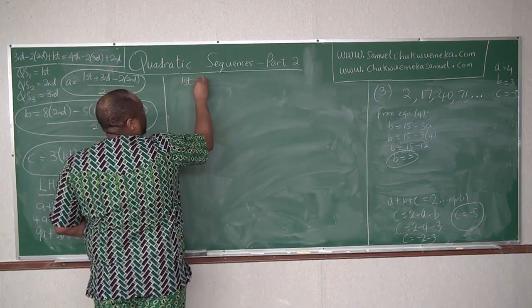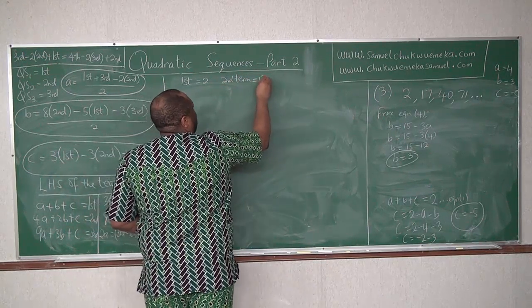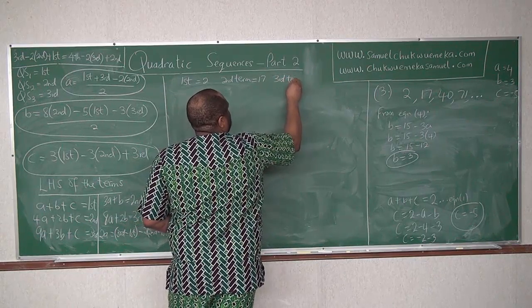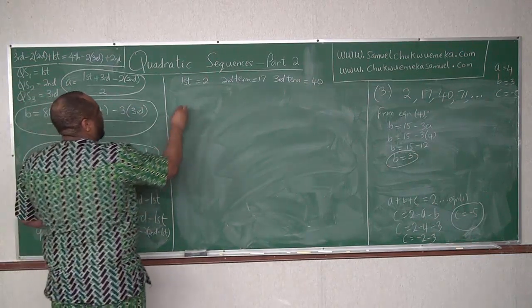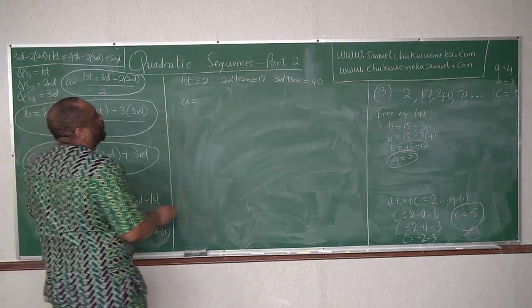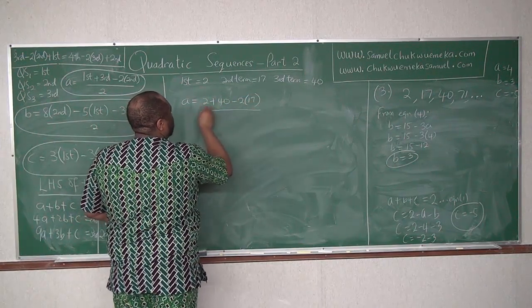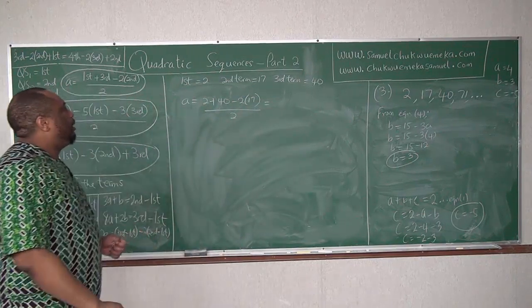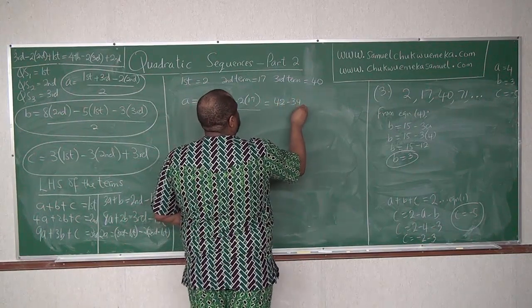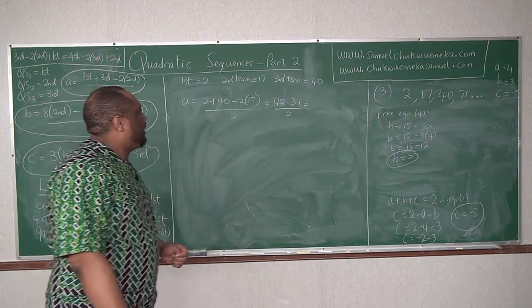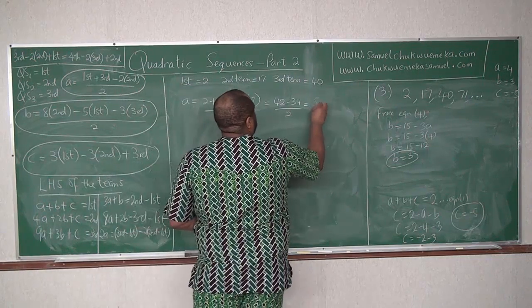So we see that the first term is 2, second term is 17, third term is 40. So we can just use the formula. A is the first plus third, which is 2 plus 40 minus 2 times 17 all over 2. So this gives us 42 minus 34 over 2. And that gives us 8 over 2, which is 4.